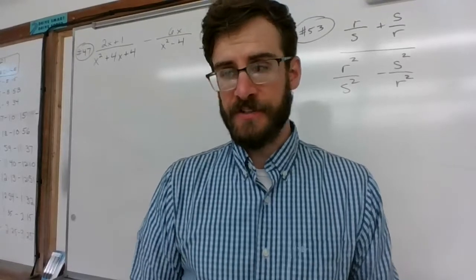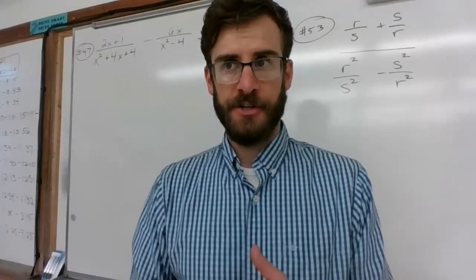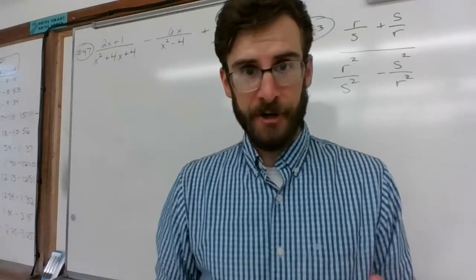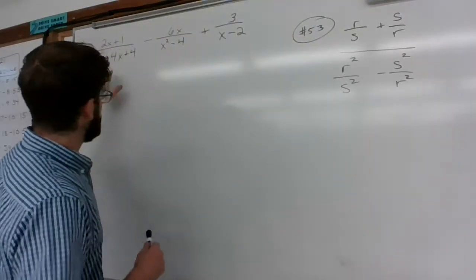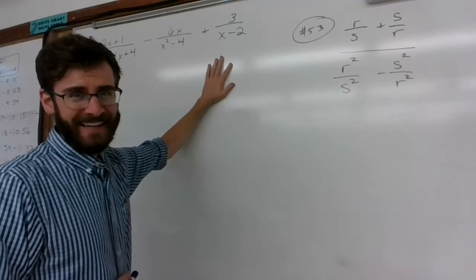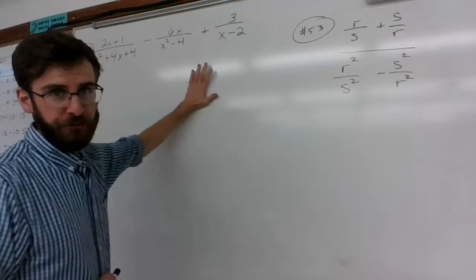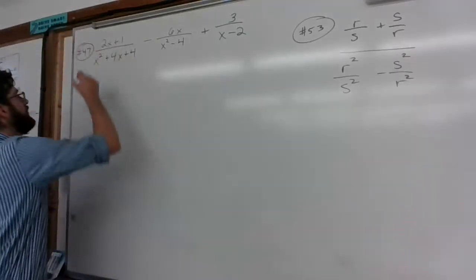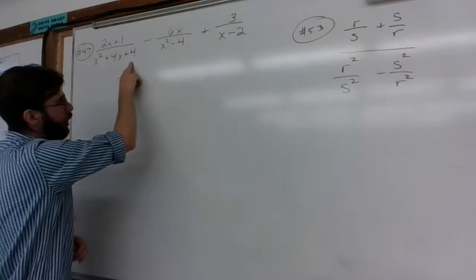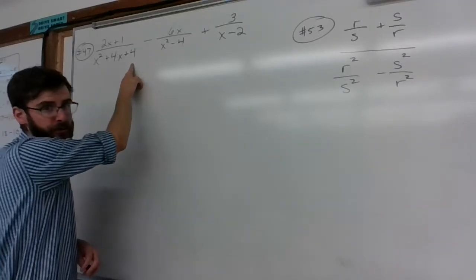Hey pre-calc, this is the second part of section 1.3, lesson 2, all about rational functions. So I kind of left off with this same technique of I need to factor first on the denominators. So I've got a difference of squares here. I've got a trinomial right here that can be factored as a quadratic.